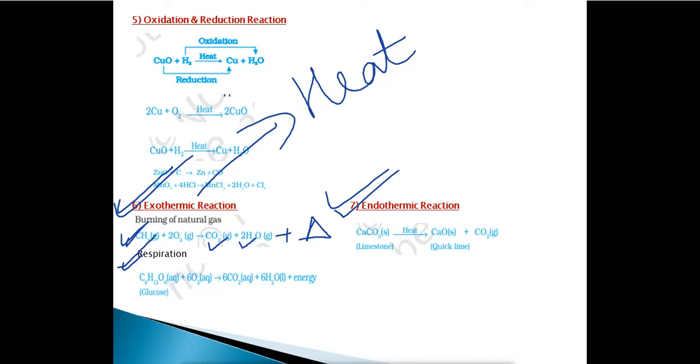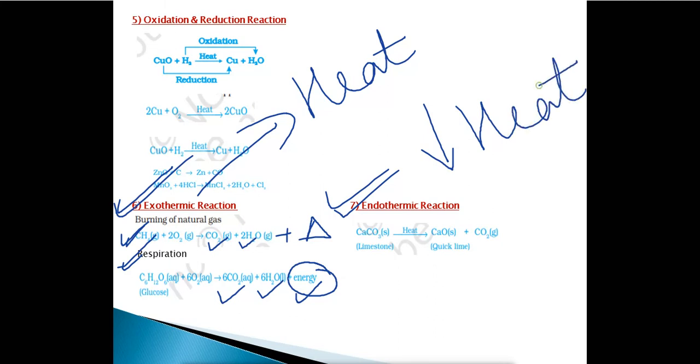In respiration, what happens? Glucose, C6H12O6, will combine with oxygen and break down to give you carbon dioxide, water and energy. This energy is also a form of heat, so it is also an example of an exothermic reaction. Now let's come to endothermic reaction. In an endothermic reaction, heat is absorbed. You can take the example of calcium carbonate. When you heat calcium carbonate, it will break down to give you calcium oxide and carbon dioxide, CO2. So it is an example of an endothermic reaction.